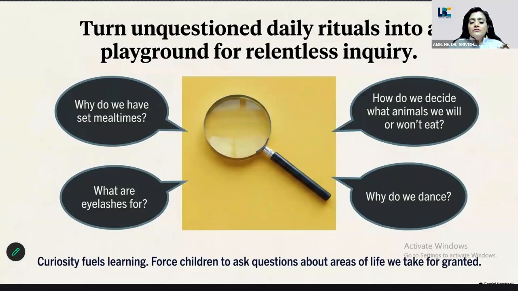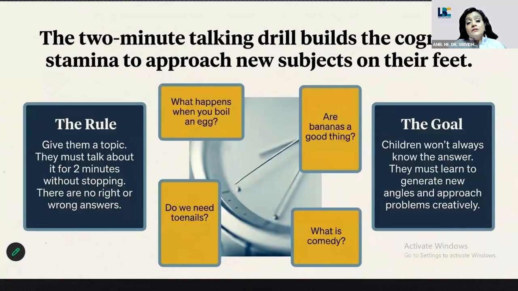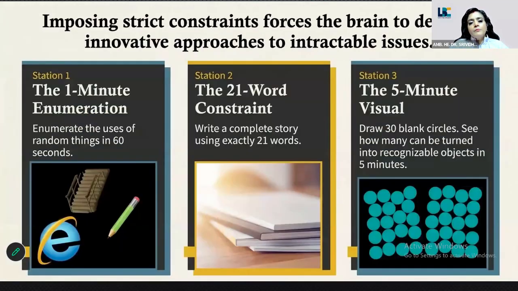So this kind of curiosity fuels the learning and forces children to ask questions about areas of work that we take for granted. So the rule is that you give them the topic. They must talk about it for 2 minutes without stopping, and there are no right or wrong answers. Anything, any question, Socratic questions that you can take. So the goal is that children won't always know the answer. They must learn to generate new angles, new approaches, and solve the problem creatively. So this is what we have seen in the beginning of the session.